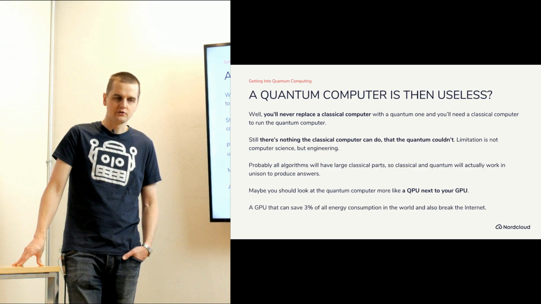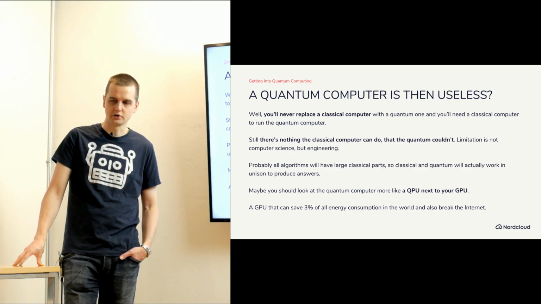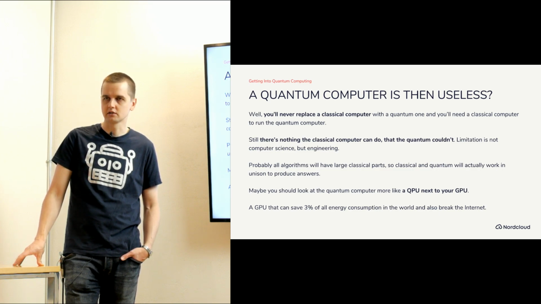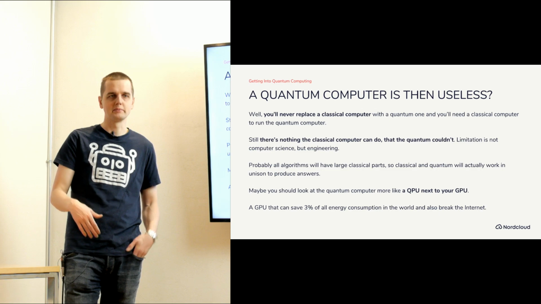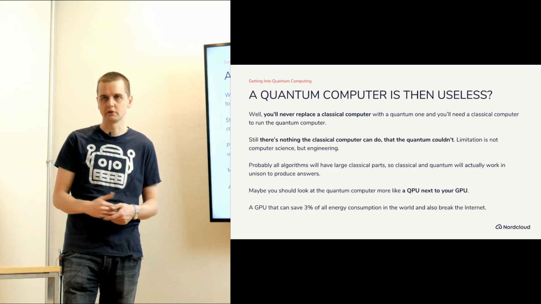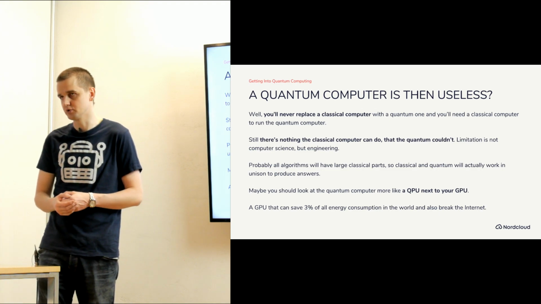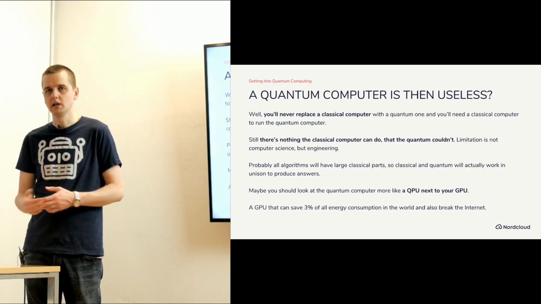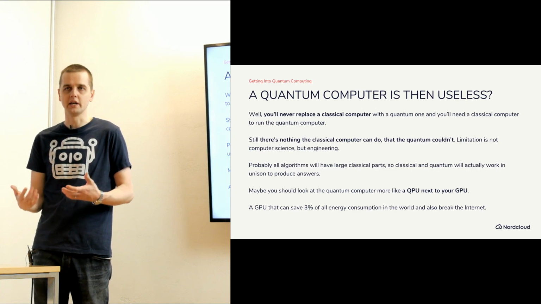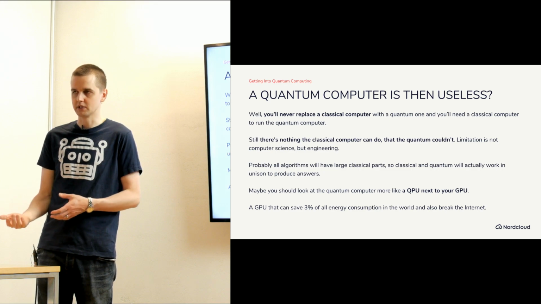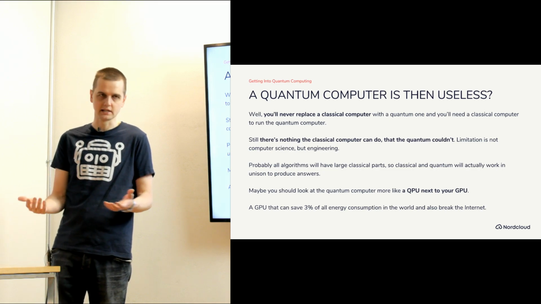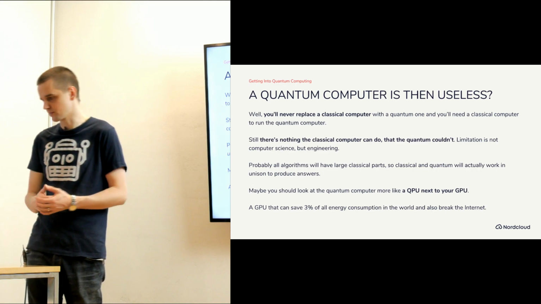And the limitation of not having a quantum computer do everything is more like engineering, what makes sense, than computer science. Any math problem that you can describe to a classical computer, you can also describe to a quantum computer, because the only thing you need to do is decide that, okay, I do not allow any other values for the qubits than 0 and 1, and then they're basically identical from a math perspective.